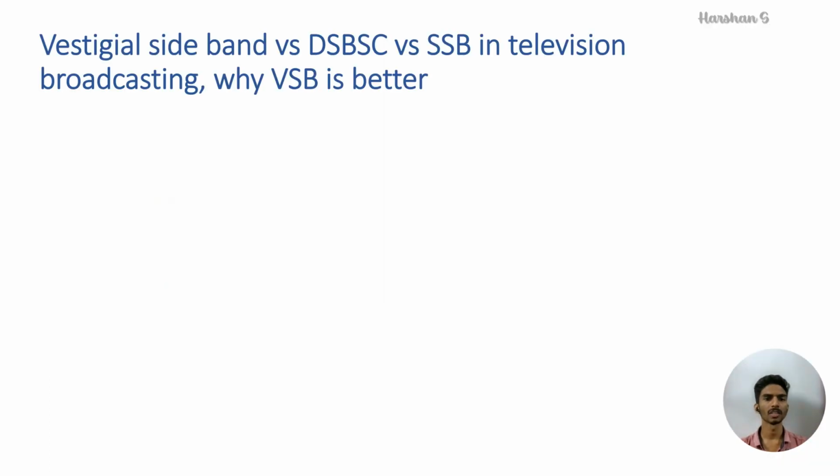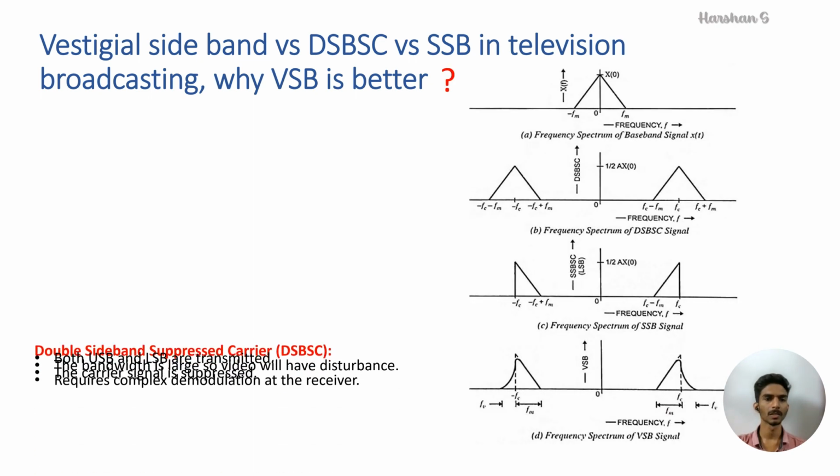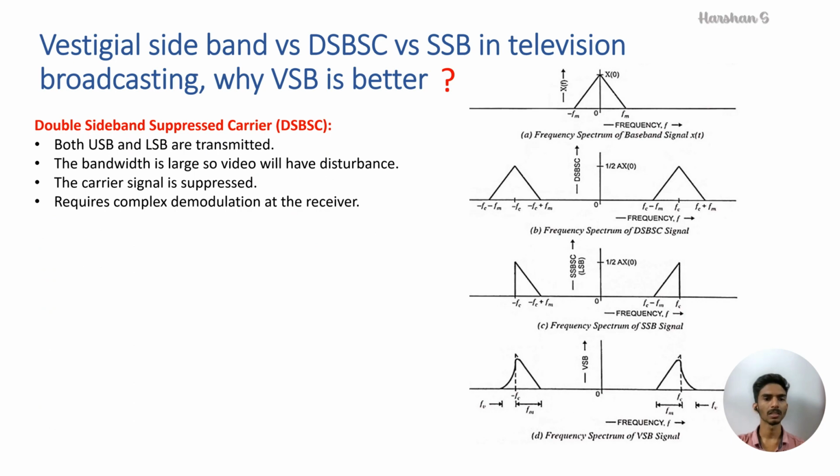Let us compare VSB versus DSBSC and SSB in television broadcasting and why VSB is better. Let us see the DSBSC, the double sideband suppressed carrier. In this, both USB and LSB are transmitted. The bandwidth is large, so the video will have some disturbance because of the wider bandwidth. It requires a complex demodulation at the receiver. Because of this reason, we will not use the DSBSC.